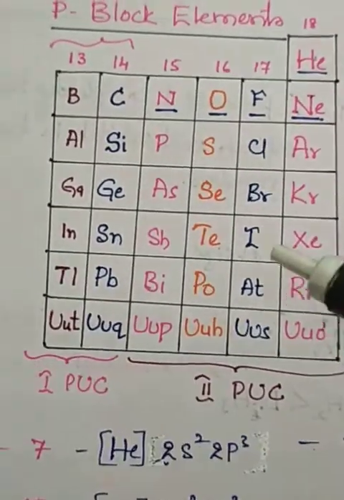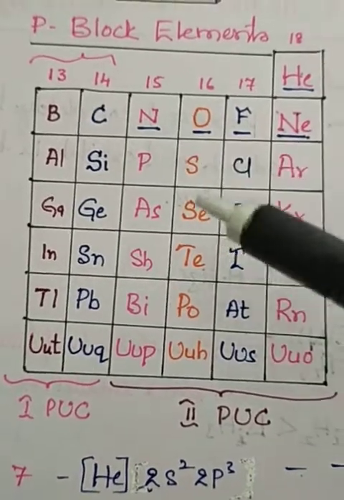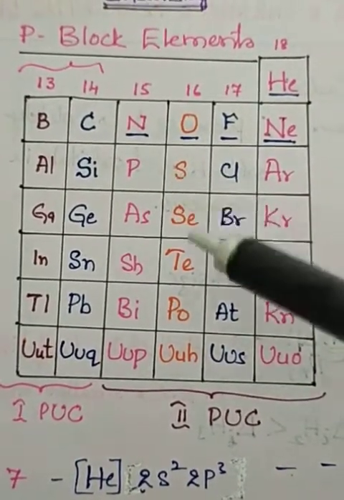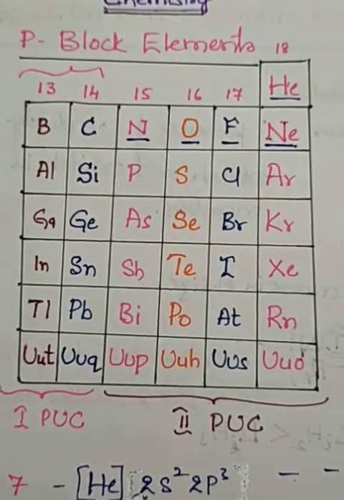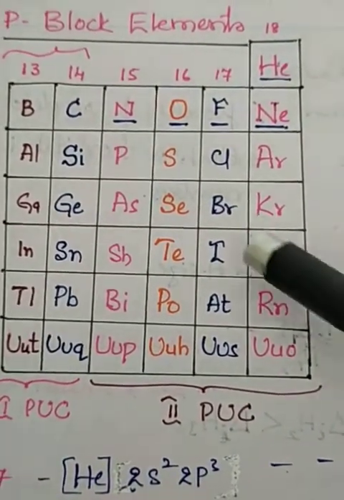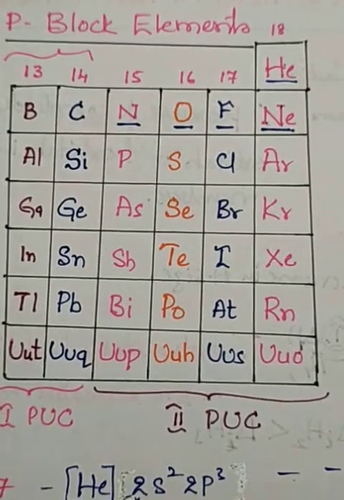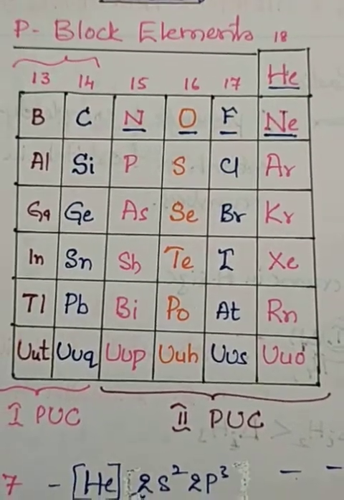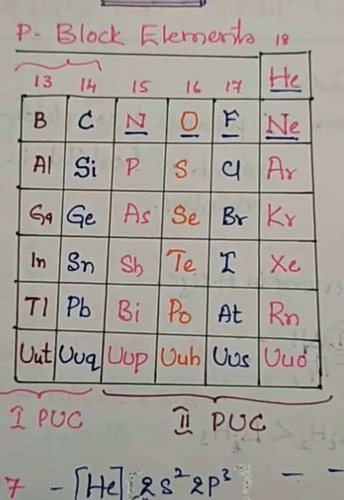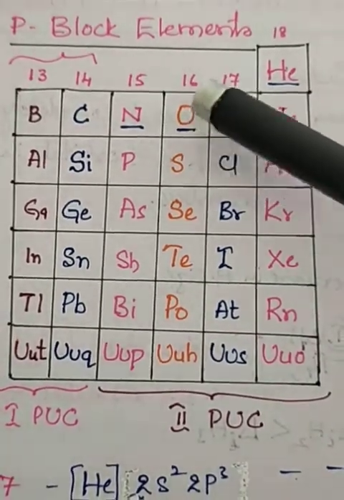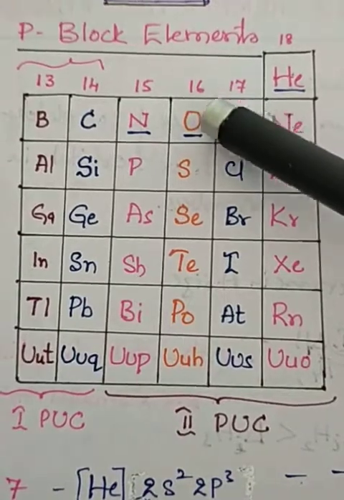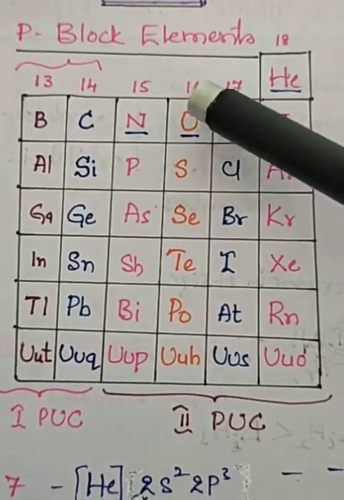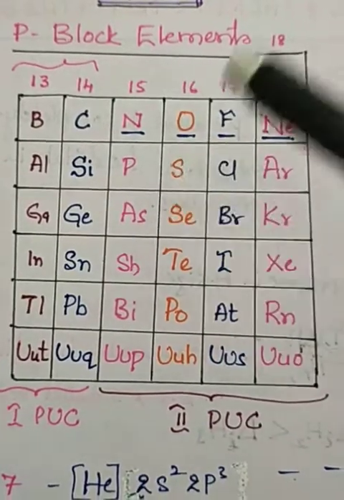Before starting the P block elements in the periodic table, first why do we use these P block elements? Just to have a glance. Which is our respiratory gas? Oxygen. Oxygen is very important. So we have to know that oxygen is present in the 16th group. Then we have to study this.